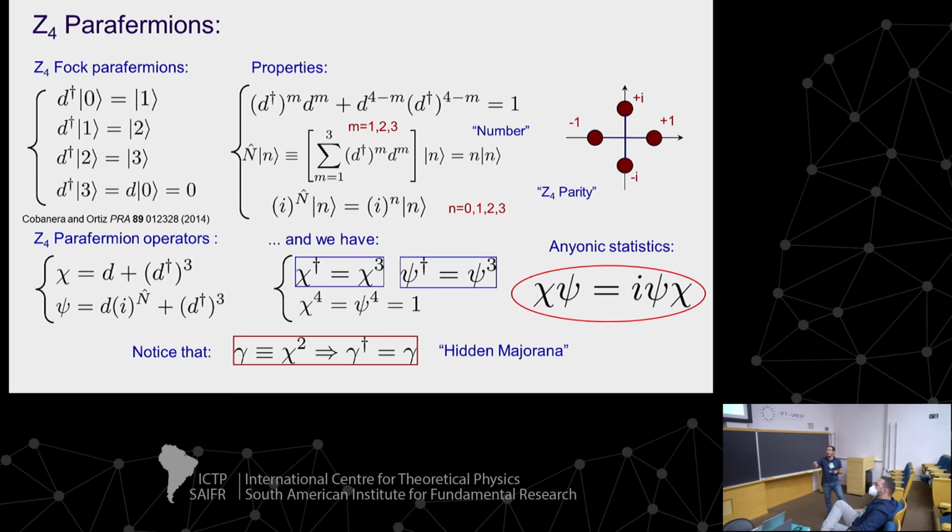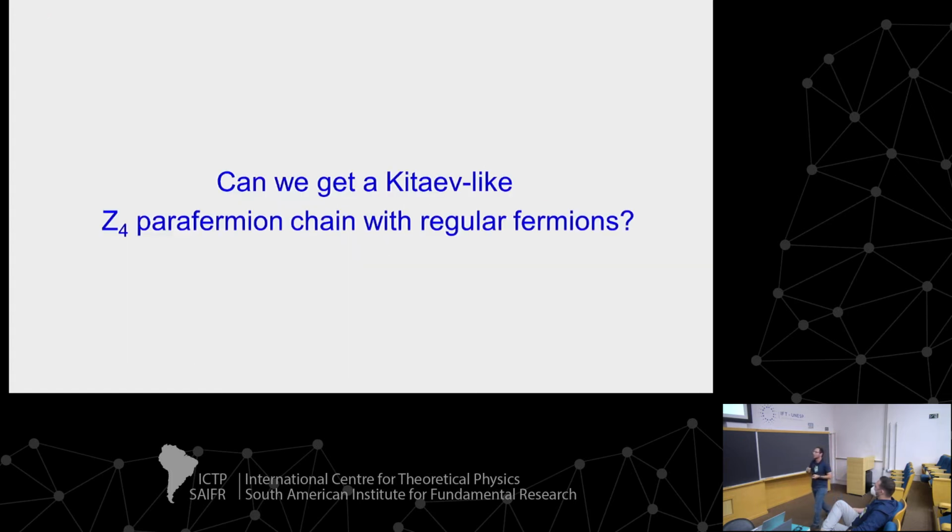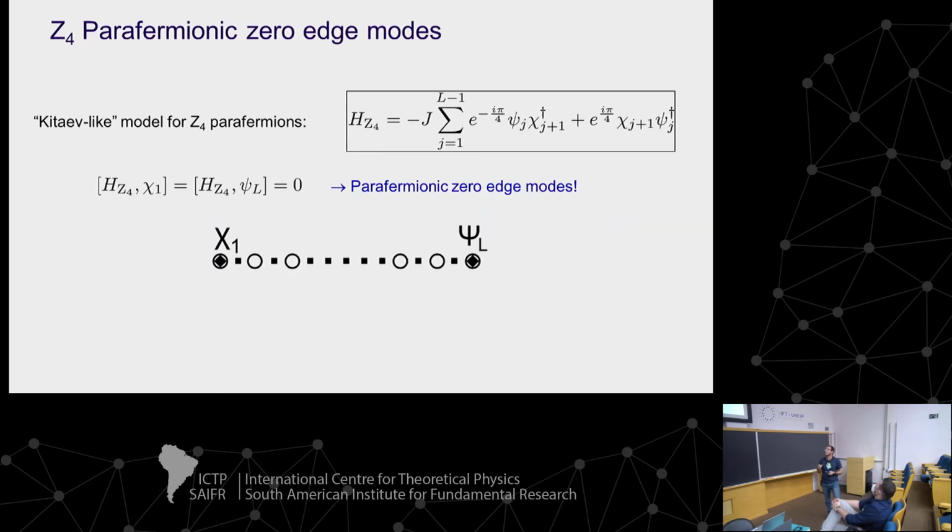So within this algebra there's a Majorana algebra hidden there, and we're going to see that appear as one of the phases that we get in our models. So the next question is, okay, I understand what parafermions are, and can we get a Kitaev-like chain of parafermions?